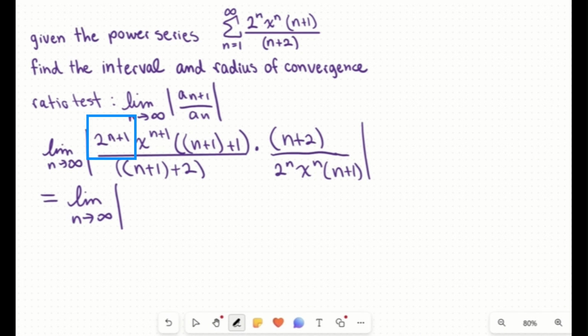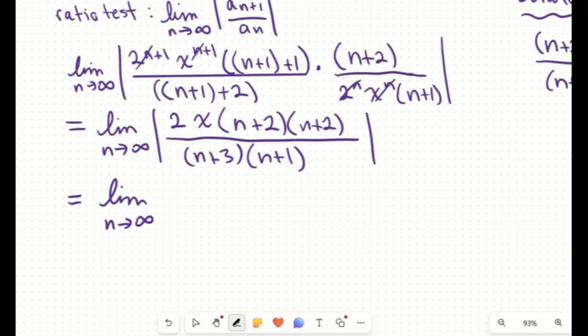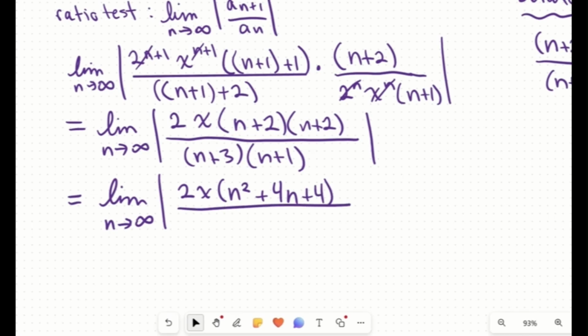So next we're going to simplify this a little. The 2 to the n's are going to cancel, so we're just going to be left with a 2 on the top. Next, we have our x to the n plus 1 and our x to the n, so those are going to cancel. So we're just going to have 2x, and then we're going to have n plus 2 times n plus 2, and on the bottom, we're going to have n plus 3 times n plus 1. So we still have the limit as n approaches infinity of the absolute value of 2x times n squared plus 4n plus 4, all over n squared plus 4n plus 3.